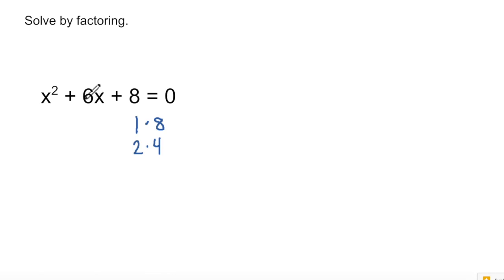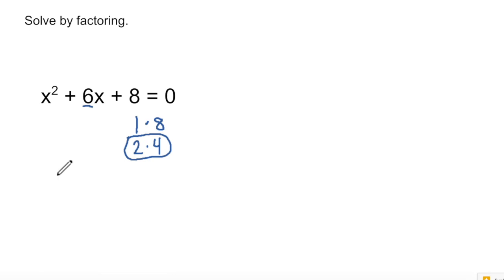We're looking for a pair of these that add up to b, which is, here b is 6, right? b is 6, c is 8. So we found the factor pairs for 8. We're looking for a pair of them that add up to 6, and that's right, 2 and 4 add up to 6. So we found that. 2 of those add up to b.